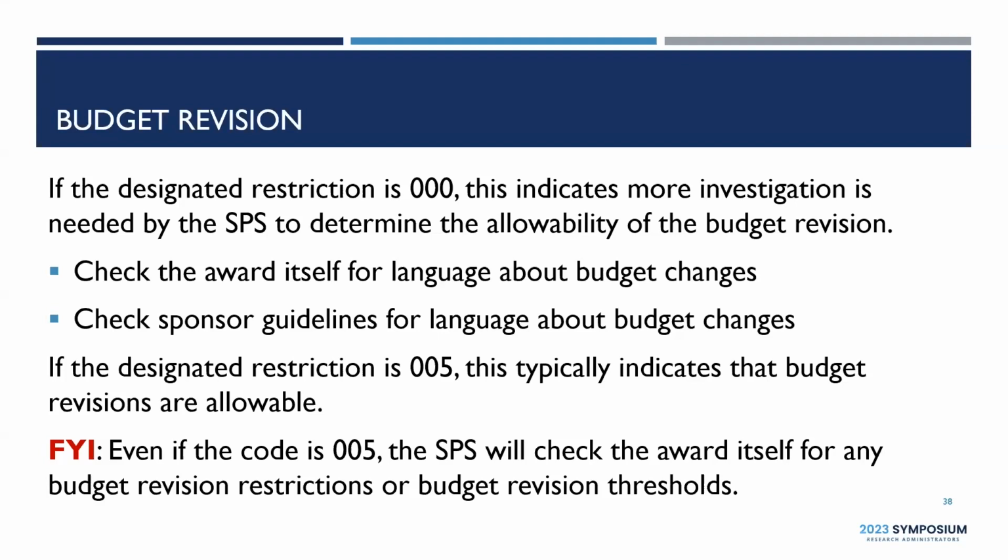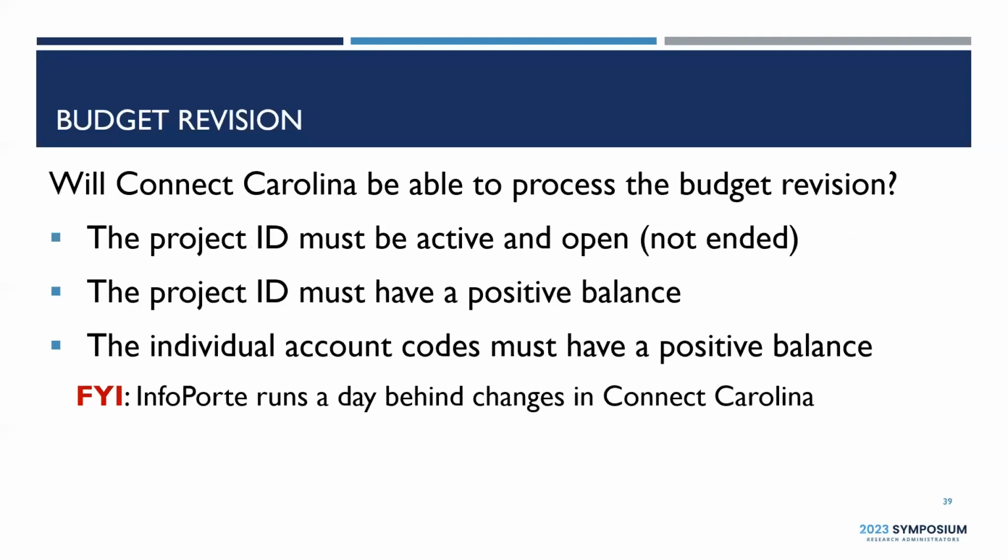If the designated restriction is 005, which means rebudgeting is allowable and you can go ahead, the SPS is still going to be checking the award and the guidelines. This is just because there are certain budget revision restrictions. You may have seen this in the award, like you can't rebudget this category, or there's a budget revision threshold, like you can only rebudget up to 10% of your award. There's a lot of things to keep in mind with budget revisions. I know we're going pretty quick, but this will be up to you to look at and refer back to.